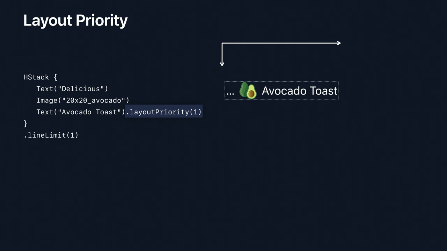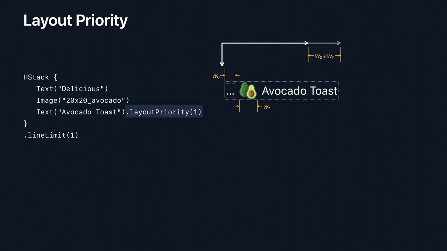So when children in a stack have different layout priorities, the stack takes the unallocated space, sets aside the minimum widths of all of the lower priority children, and then divides the rest among children with the highest priority value. In this case, there's just one of those: avocado toast. And so that'll be offered all of the available space minus the widths of the image and the 3 dots that remain after shrinking Delicious to its minimum.